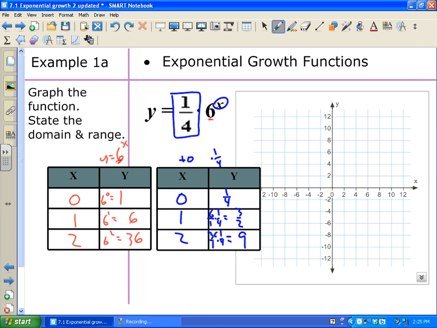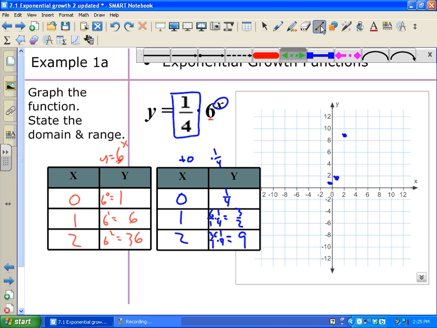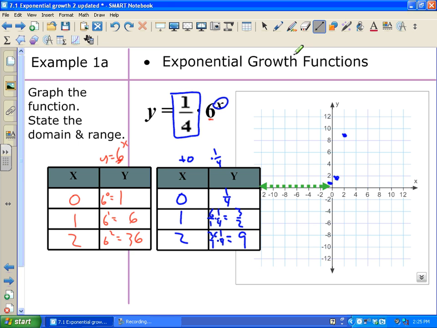I'm going to plot them. 0, positive 1/4. Go right about there. 1, 3 halves, which is 1.5. And then 2, 9. Those are my 3 coordinates. Now, remember my asymptote is talked about with my y change. I had a multiplier, but I had no k value. No k value means my asymptote will be right there at 0.